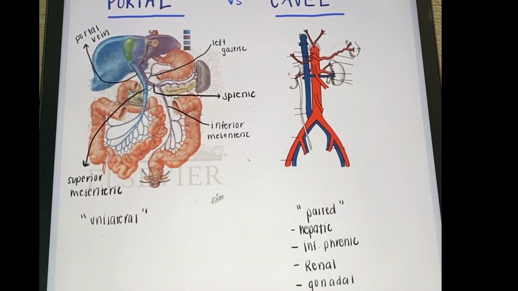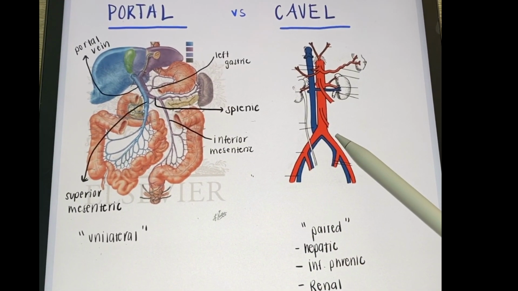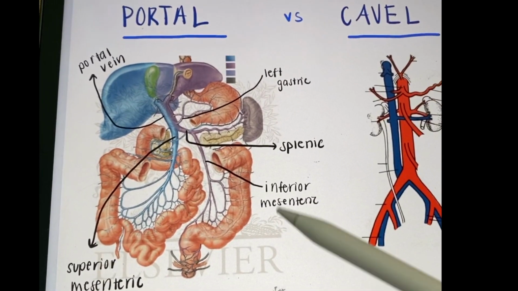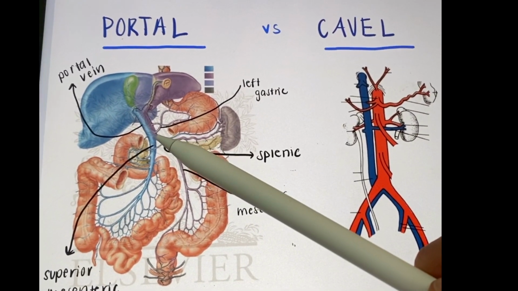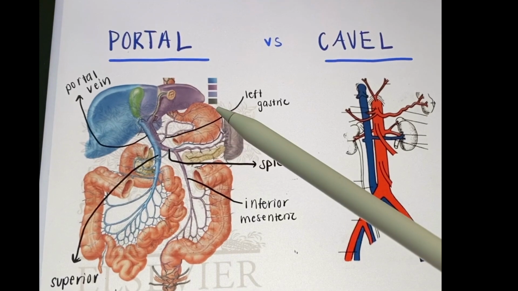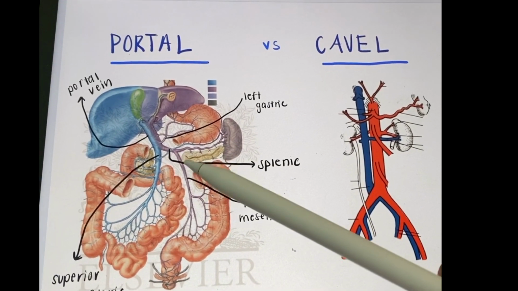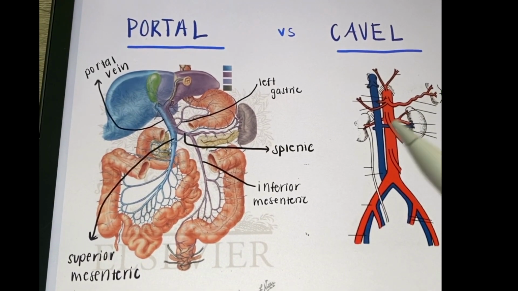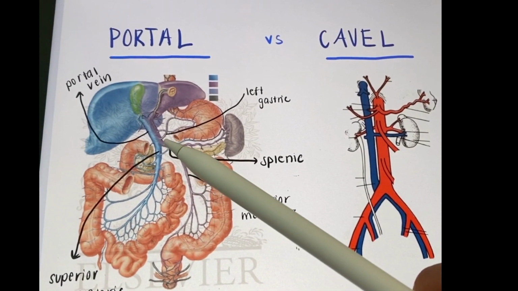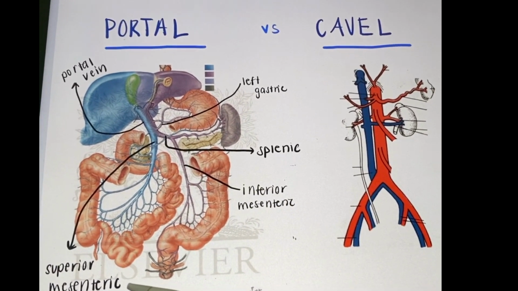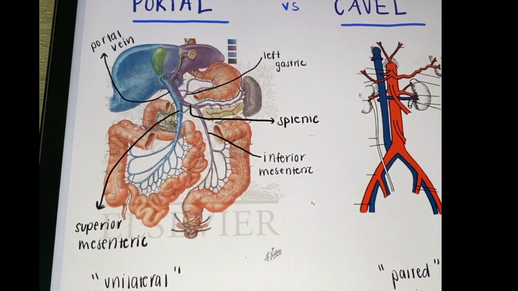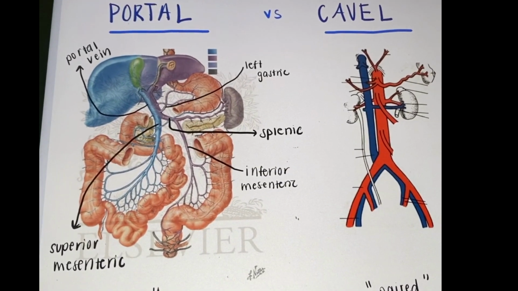So for the venous return, there is the portal and the caval system. First, the portal system: you're going to see there's the portal vein, and then coming off of that is the left gastric, splenic, which off of the splenic has the inferior mesenteric, which is different from the arteries. And then also off the portal vein is the superior mesenteric. And this is all with unilateral veins.